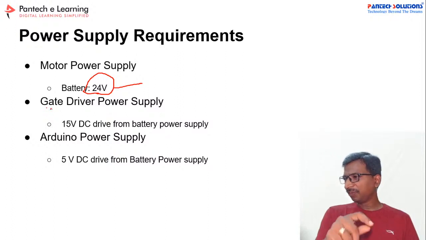A braking mechanism is required for all the wheels.